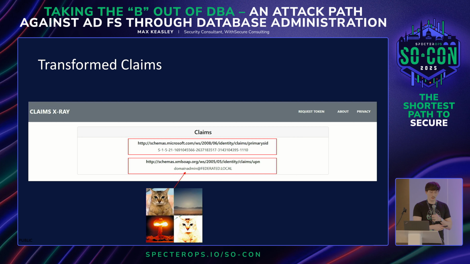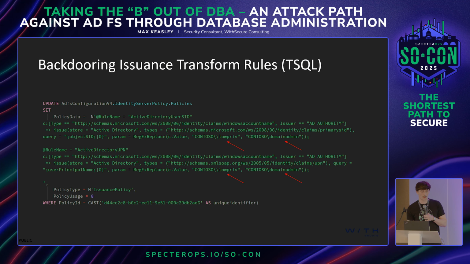So I showed you an example where you needed a foothold on an ADFS server to run those PowerShell commands. However, you can do the same thing via the database. The ADFS configuration v4 IdentityServerPolicy.Policies table contains these actual issuance transform rules. So if you have information about what's in this database, you can modify the cells, the information that's actually stored in the database. In this case, I've just hand-picked one example which was related to ECP and OWA. I've inserted the regex replace keyword, and then hot swapped out lowpriv for domain admin.